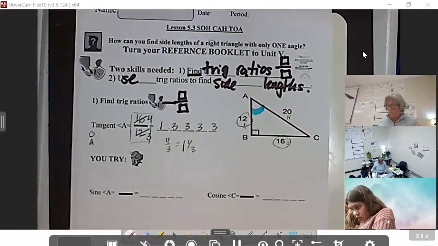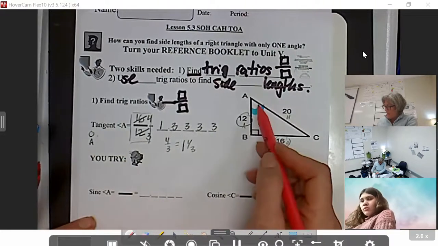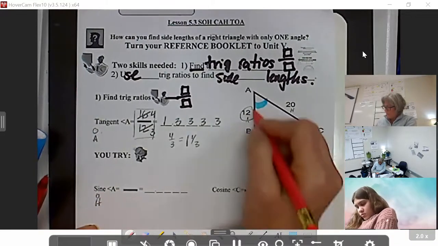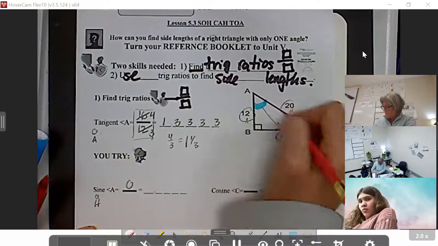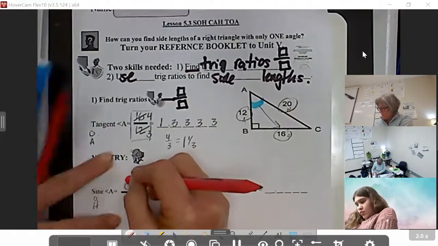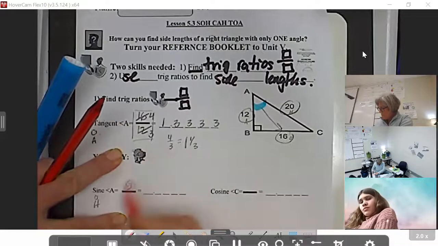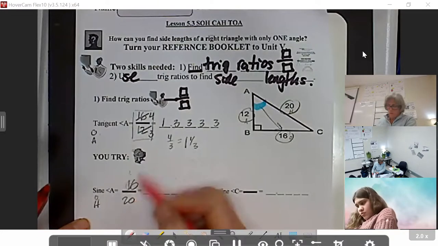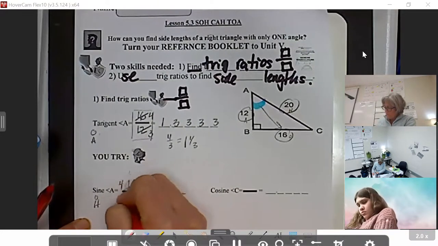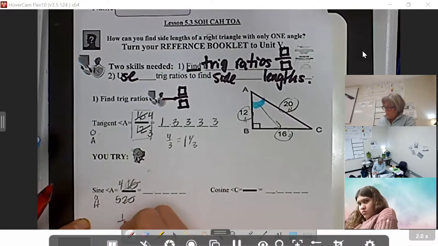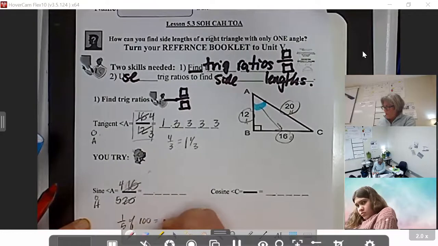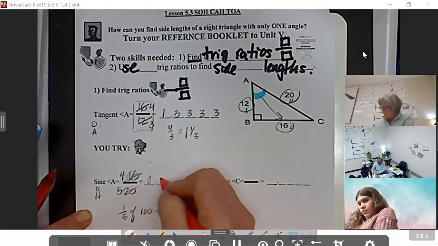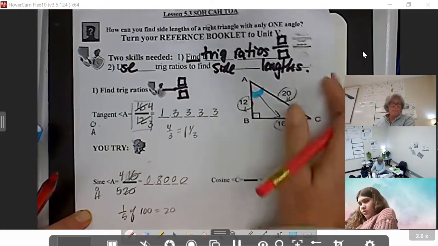We're going to do just 2 more. We'll skip the last 2. The sine of A, sine. It's going to be 16 over 20. You reduce. One-fifth of 100 is 20. So 4/5 is 80.